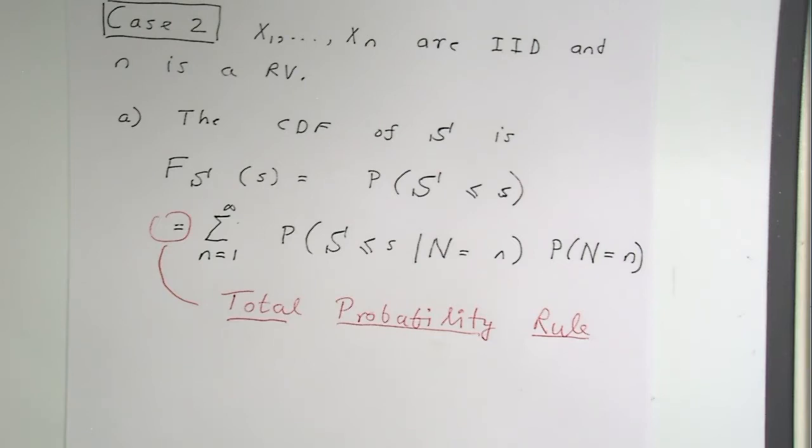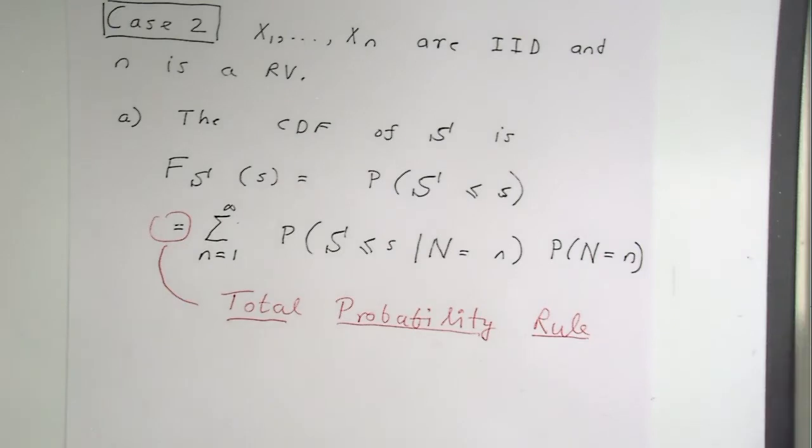So the probability that S is less than or equal to s can be written as the sum of this conditional probability. So this is the CDF of S conditioned on the number of investments being equal to little n, times the probability that capital N equals little n.